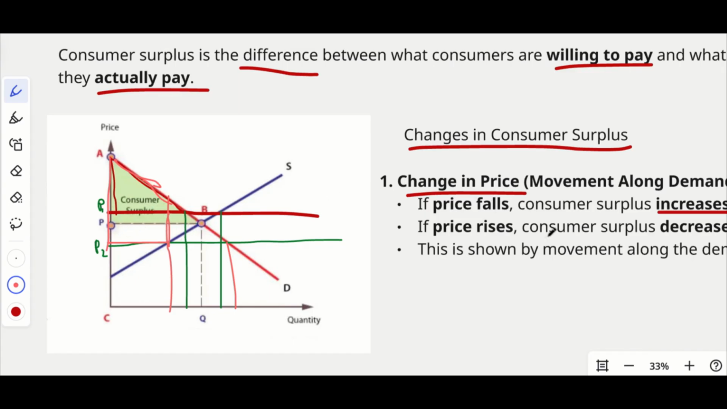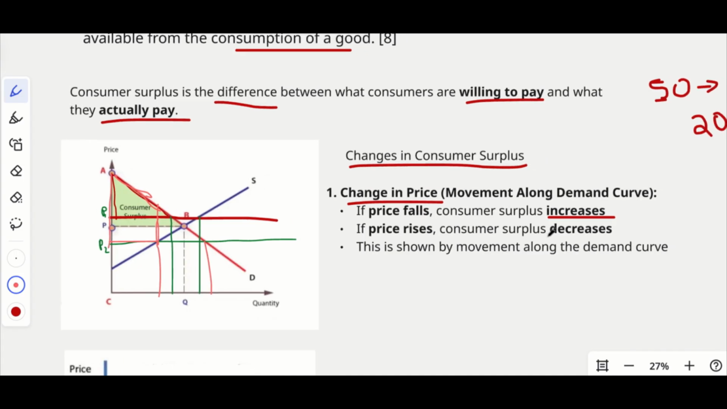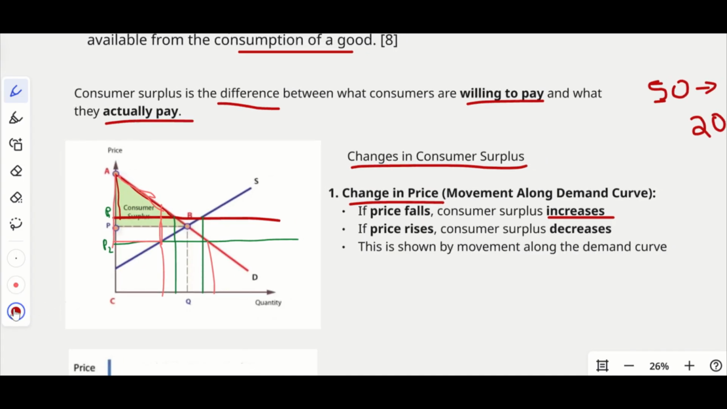As you can see here, when the price falls, consumer surplus increases. It increases this much. Initially it was just this much, and now it is this much. And if price rises, the consumer surplus decreases. This is shown by the movement along the demand curve. So these are changes along the demand curve.